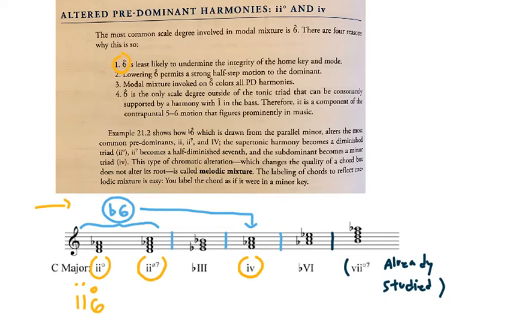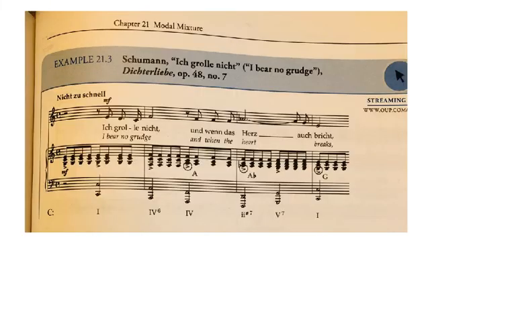The next example, which is drawn from the parallel minor, alters the most commonly used predominants 2, 2, 7, and 4. And I want to go to that example before I finish reading this little paragraph, because it's always a good idea to start with the music. We can always come back to the explanation. One thing to keep in mind, though, is the example we're about to feature is a nice example of how modal mixture can affect the melody. So keep in mind the melody here, and notice how, before we even play it, we have a scale degree flat 6 as part of the melodic line.